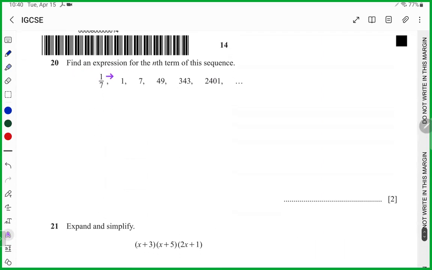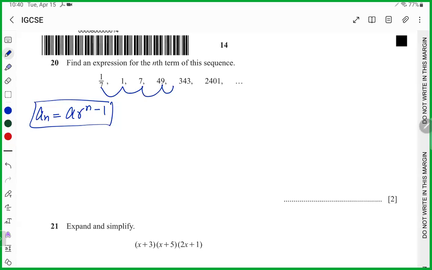Find the expression for the nth term of the sequence. Okay, first of all, let's see what type of sequence it is. So it is a geometric sequence. A geometric sequence is basically a r to the n minus 1, and by the way, it is a sequence having a common ratio between two consecutive terms. So it's going to be a_n equals a r to the n minus 1. You can simplify it by writing it as 7 to the power n minus 2. So this is going to be 7 raised to the power n minus 2. Okay.